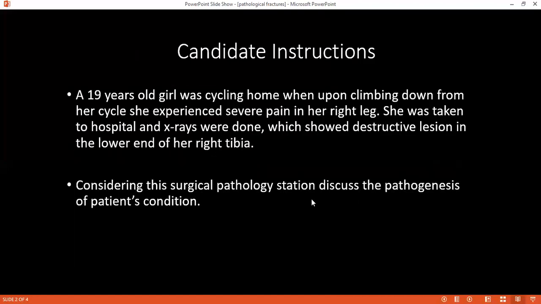Can you please tell me what are the primary sites where metastasis takes place for the most common carcinomas? Prostate, breast, lungs, kidney, thyroid. If you don't manage the patient with these pathological fractures, what are the complications that can arise?